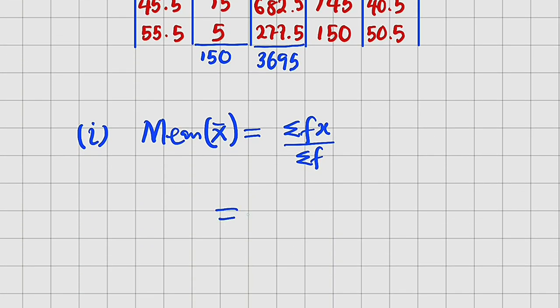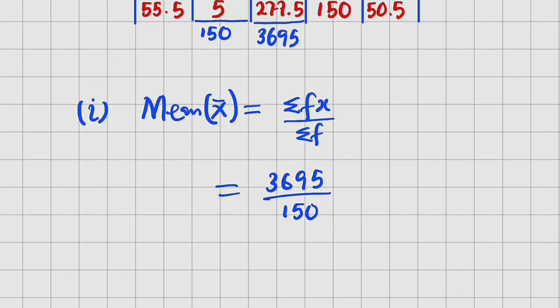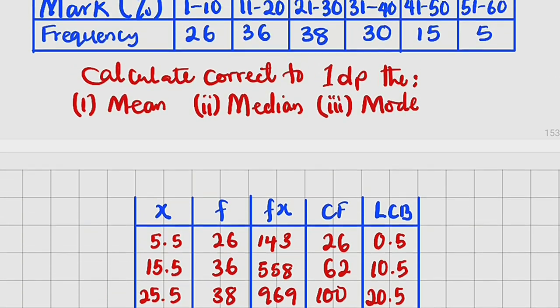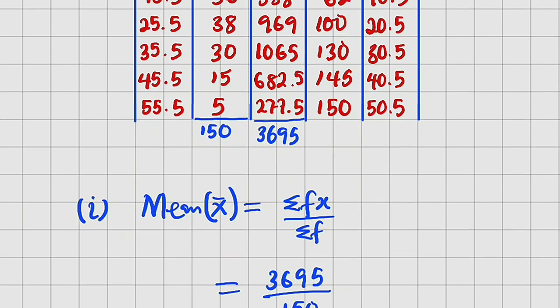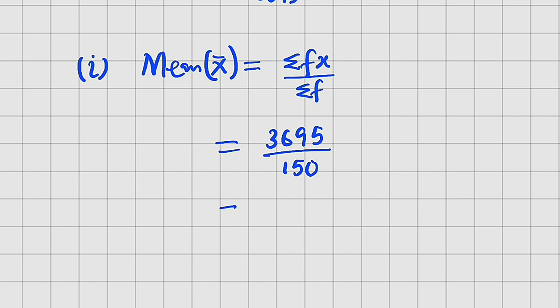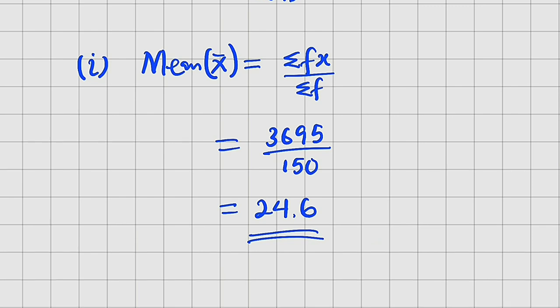So we substitute. This is 3695 divided by 150. If you divide by 150, you're going to get 24.63, but they said to the nearest 1 dp, right? Correct to 1 decimal place. So we are going to write it as 24.6. We are done with the Roman number 1.